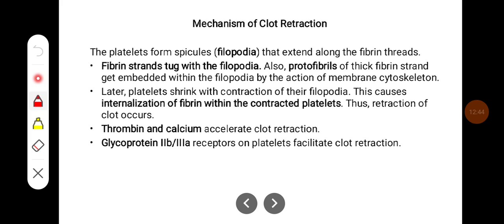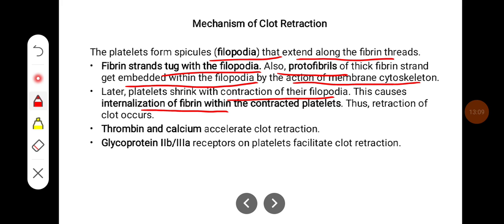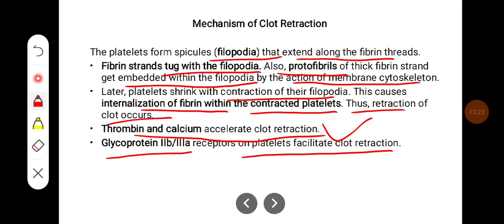The platelets form spicules, that is filopodia, that extend along with fibrin threads. Fibrin strands tug with the filopodia and also the profibril network of thin fibrin strands gets embedded within the filopodia by the action of membrane cytoskeleton. Later, platelets shrink with the contraction of their filopodia. So this causes internalization of the fibrin within the contracted platelets, thus retraction of the clot occurs. Thrombin and calcium accelerate the clot retraction. Glycoprotein 2b3a receptors on the platelet facilitate clot retraction.